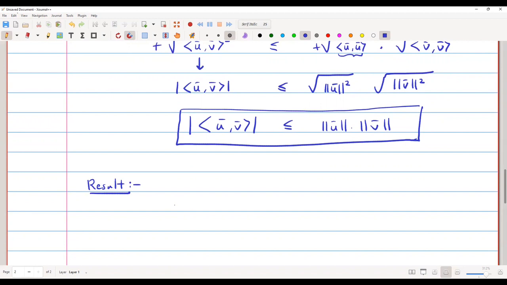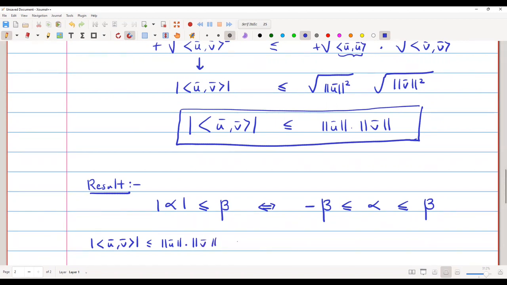If you take mod of alpha is less than beta, then we know that this is the same thing as saying minus beta is less than or equal to alpha is less than or equal to beta. So our Cauchy-Schwarz inequality, mod of u bar less than or equal to norm u bar norm v bar, will now become what? Here this is playing the role of alpha, so inner product u bar v bar will be between two numbers, one negative and the other positive. This is your beta, so I'm writing negative of norm u bar into norm v bar, and here I have norm u bar into norm v bar.